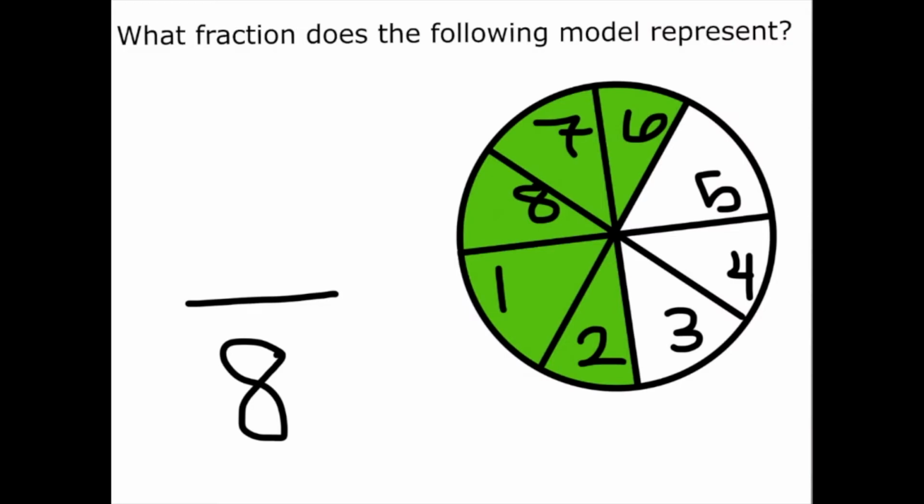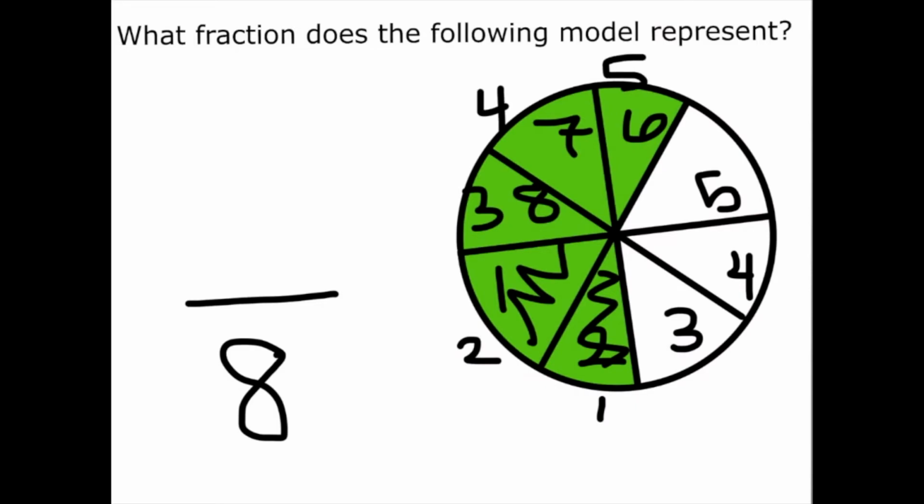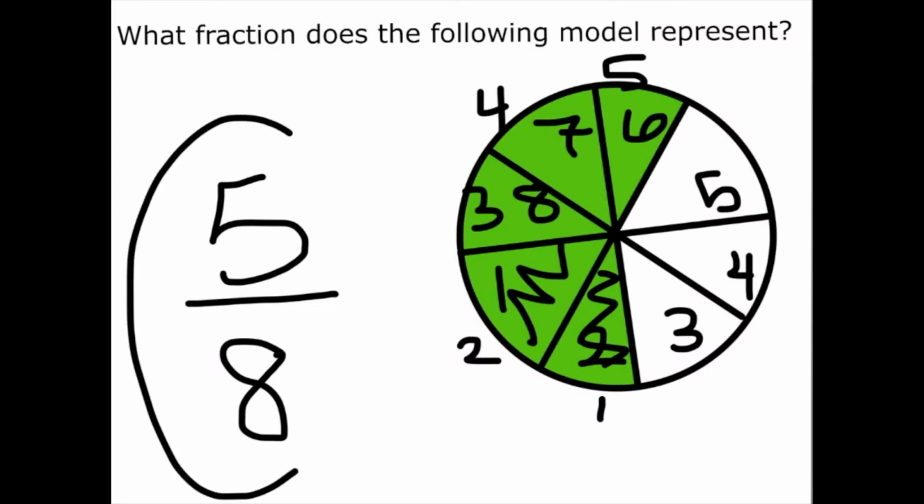Now let's figure out how many of those parts are shaded to figure out the numerator. We have 1 shaded part, 2 shaded parts, 3 shaded parts, 4 shaded parts, and we have 5 shaded parts total. So we know that the numerator, the number above the bar, is 5. 5 parts shaded out of 8 total parts.